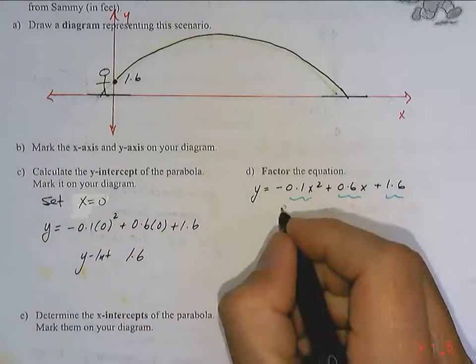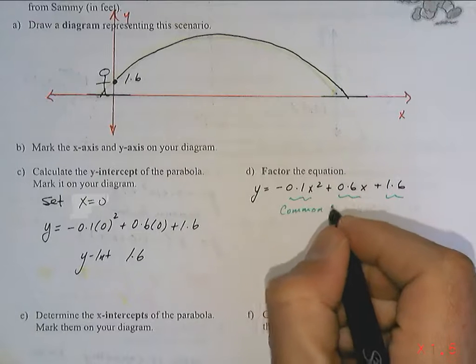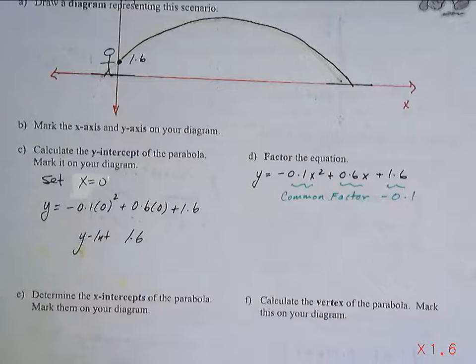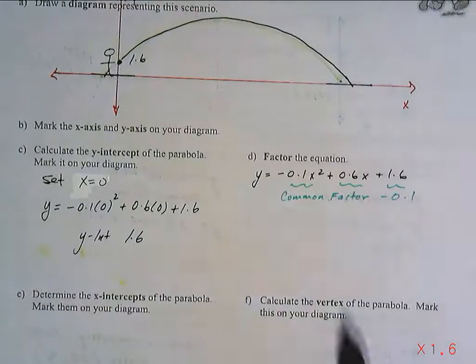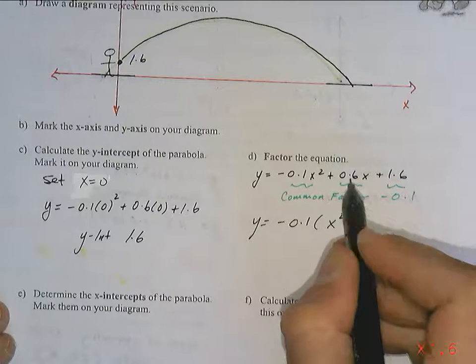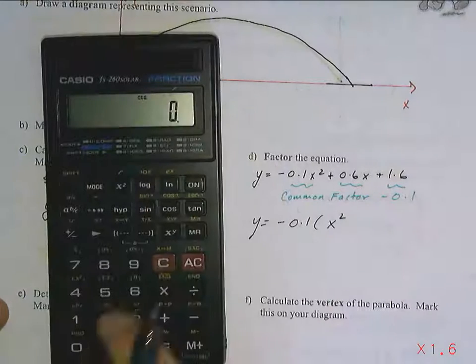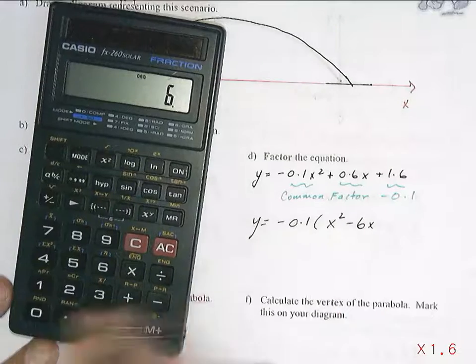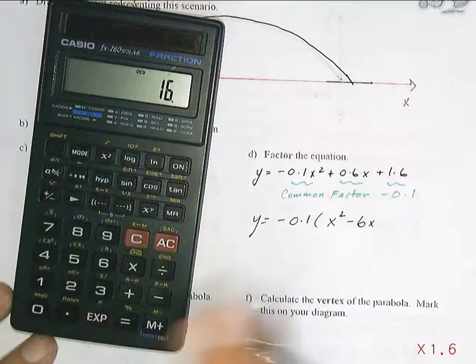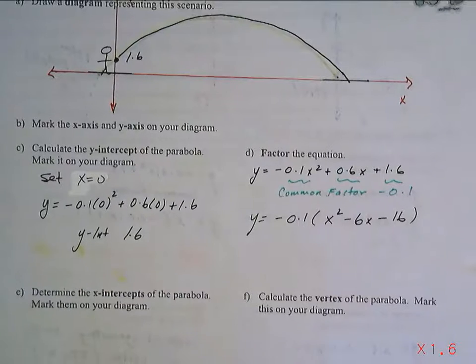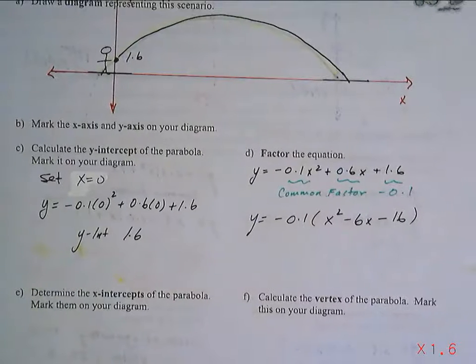I'm going to common factor out the negative 0.1 from all 3 terms. So it's going to look like this. 0.6 divided by 0.1 is 6, and it's going to be negative 6. 1.6 divided by 0.1 is going to be negative 16. Now, ladies and gentlemen, you have to be able to do that. If you can't do that, you will not do well on the next test and or quiz. You have to be able to do this.